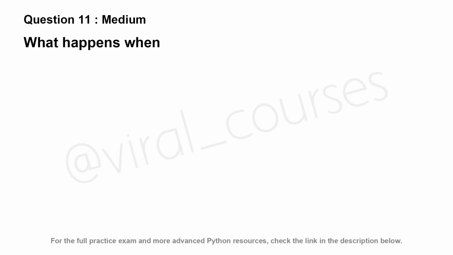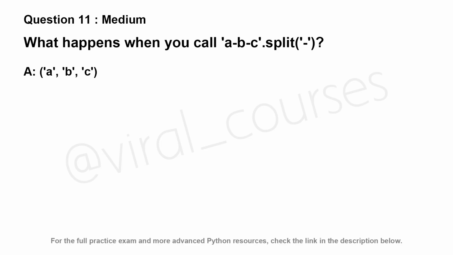What happens when you call "a-b-c".split? Options A through D list different possible results.